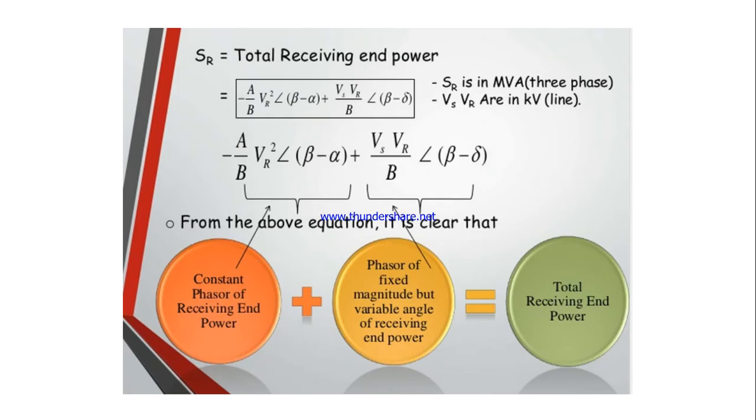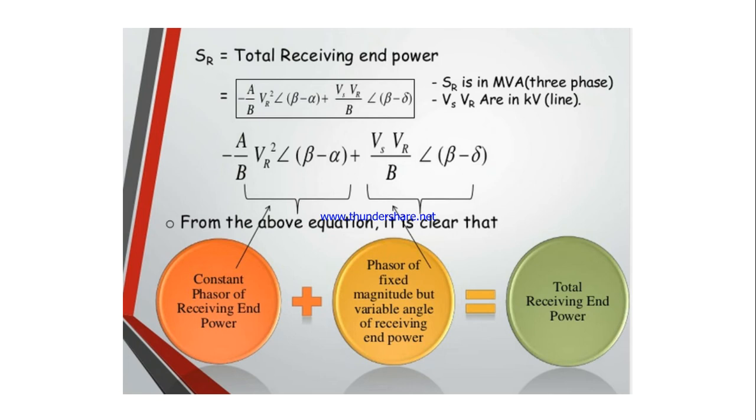While calculating the total receiving end power, we have this equation: minus A by B VR square angle B minus alpha, plus VS VR by B angle beta minus delta.